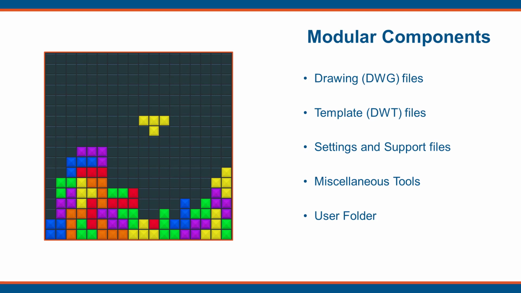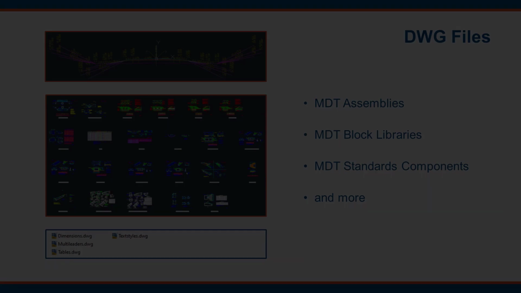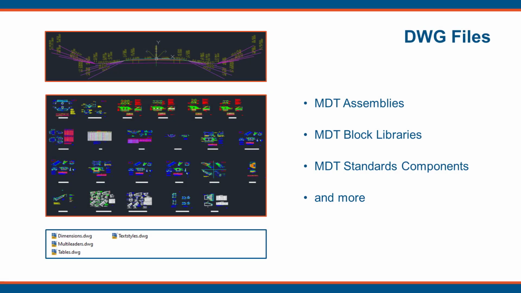The state kit uses a modular approach, and the files are grouped and stored with like items. The main types of components are drawing DWG files, template DWT files, settings and support files, miscellaneous tools, and the user folder. DWG drawing files are used to store custom MDT assemblies, the MDT block libraries, and MDT standards components such as annotation styles, line type styles, layer properties, and more.